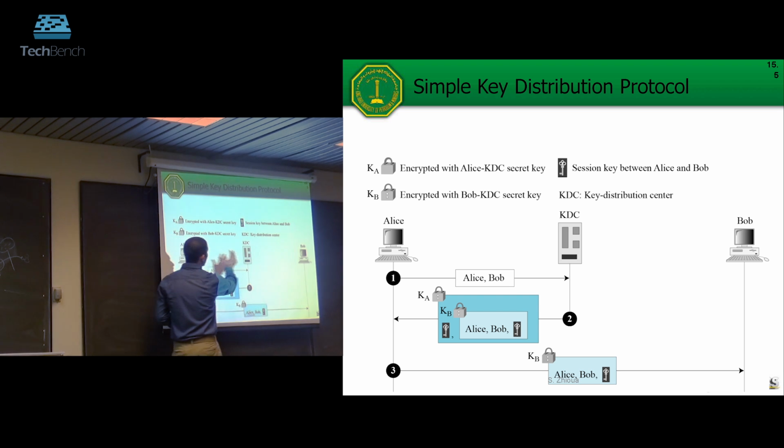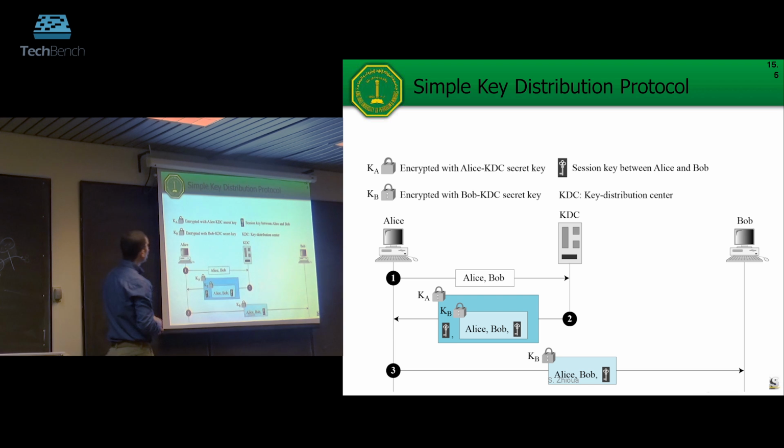Assuming that every user has a shared key with the distribution center, this is a model of how Alice can share a secret key with Bob. Alice wants to communicate with Bob with a symmetric key, so she will ask the distribution center, I need a secret key with Bob. Again, the distribution center is trusted by everyone. It will generate the key and then send it to Alice. What does it send exactly? It sends the key, a secret key between Alice and Bob.